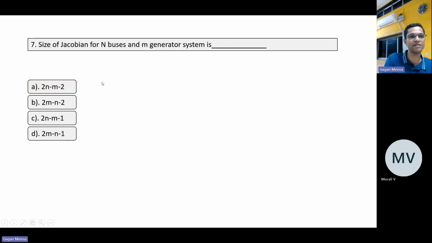Then next one, this we have already discussed, right? The size of the Jacobian for an n bus, m generator system is 2n minus m minus 1. Yes, correct.